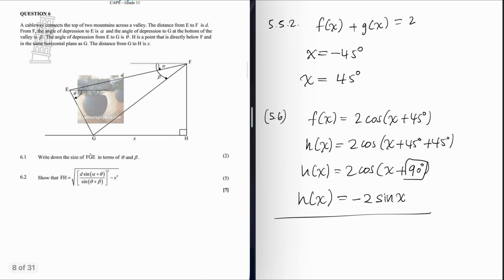Okay, now let's move on to question number 6. A cableway connects the top of two mountains across a valley. The distance from E to F is D. From F, the angle of depression to E is alpha, and the angle of depression to G at the bottom of the valley is beta. The angle of depression from E to G is theta. H is a point that is directly below F and in the same horizontal plane as G. The distance G to H is x.